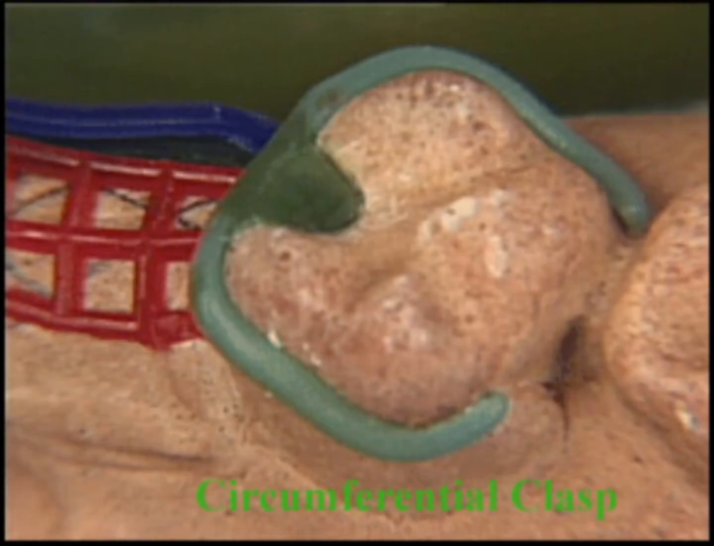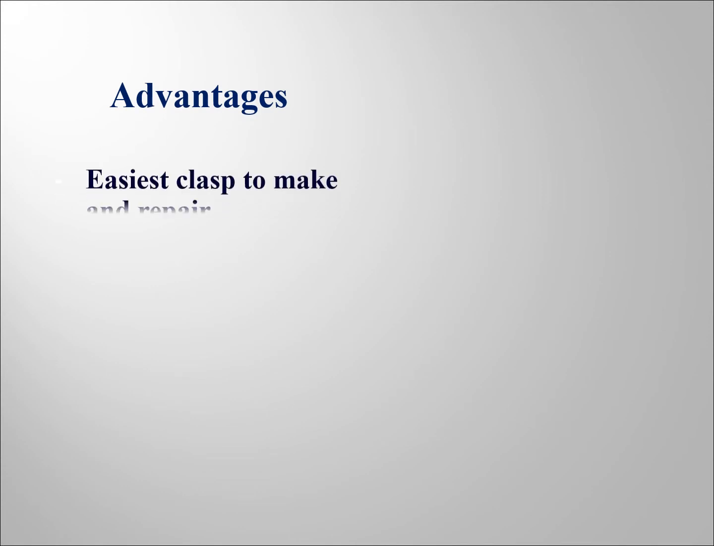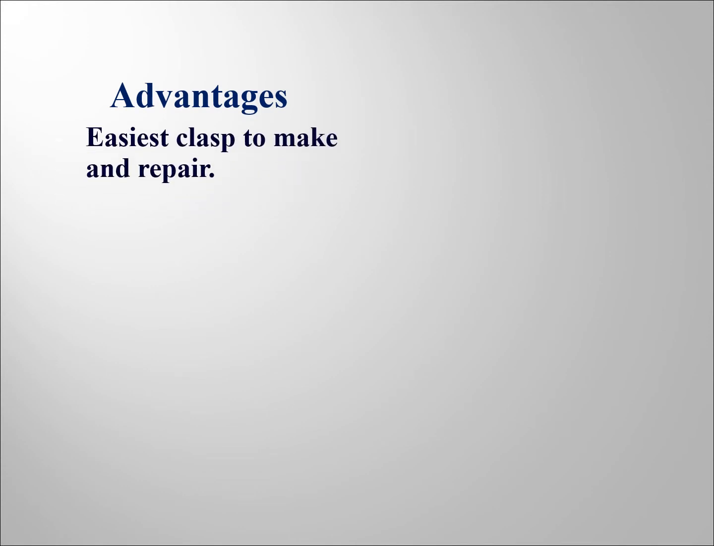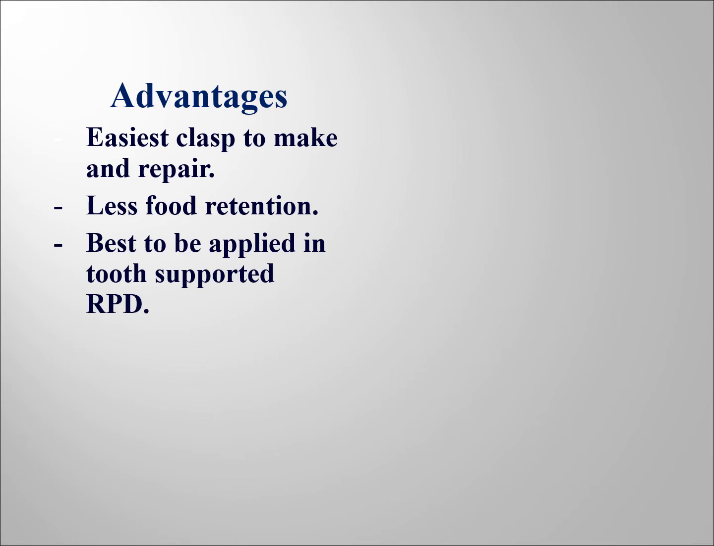Now, occlusally approaching clasps, this is one example of the circumferential clasp. I talked about their components a little while ago. Basically, these are the components of the most commonly used occlusally approaching clasp, which is the circumferential clasp. Now, the advantages of this kind of clasps. First, it is the easiest clasp to make and repair. It causes less food retention, and it is best to be applied in tooth-supported RPDs, basically in molars and molars.